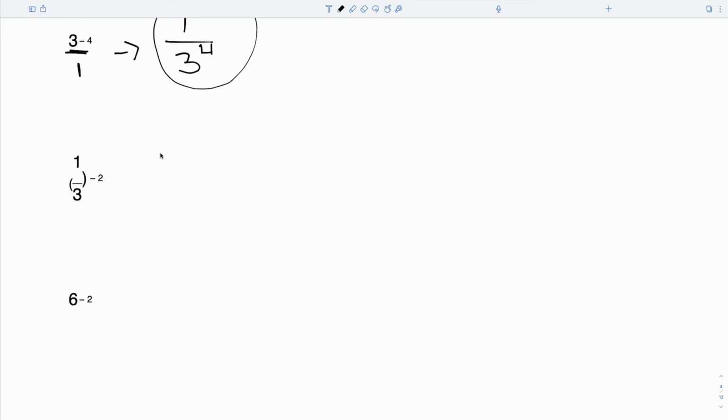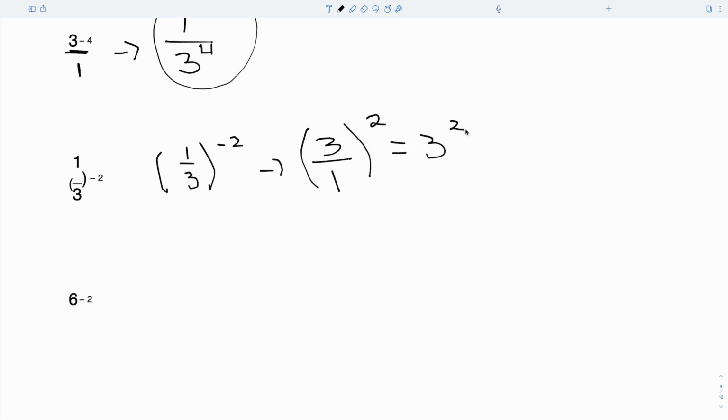You have 1. This looks funky, you guys. Let me rewrite it. 1 over 3 to the negative 2nd. Flip your fraction and make the exponent positive. This time the exponent's on the outside, but you can rewrite it as 3 squared. Either one would be correct.